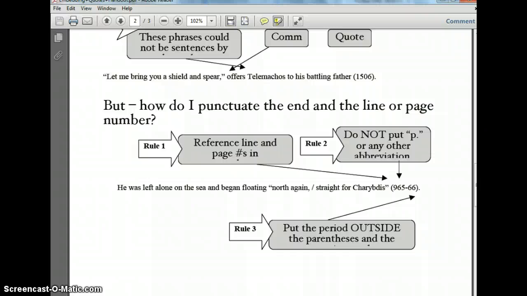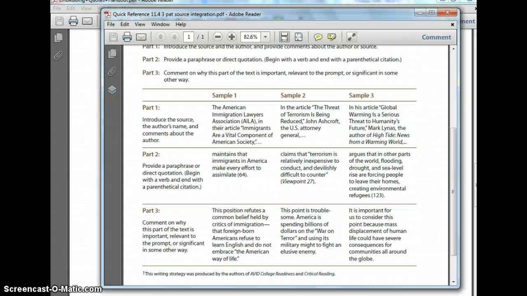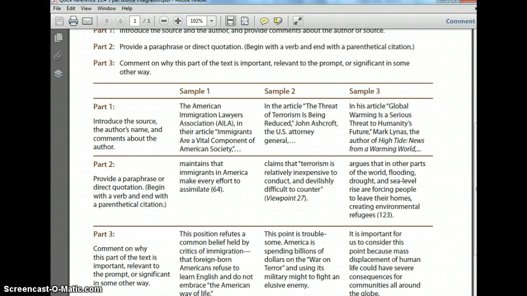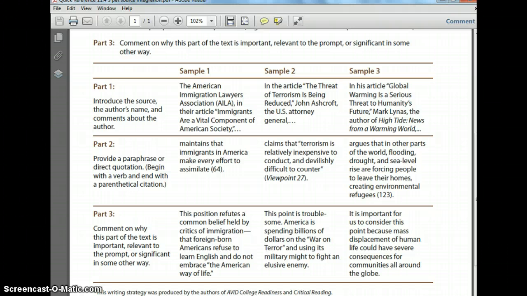And then rule number 3, you're going to put the period on the outside of the page number. So finally, you're almost done. Take a look here at how to piece together your evidence, your introduction, and your comments.